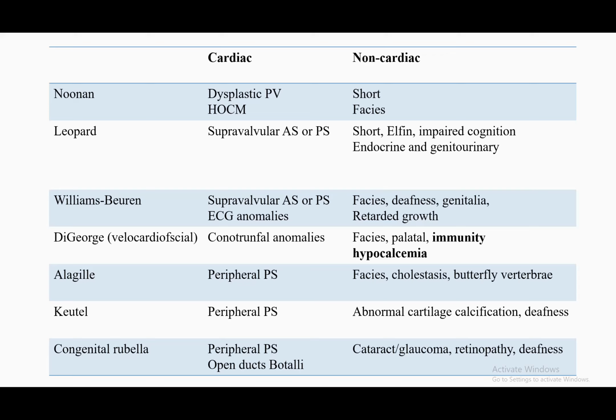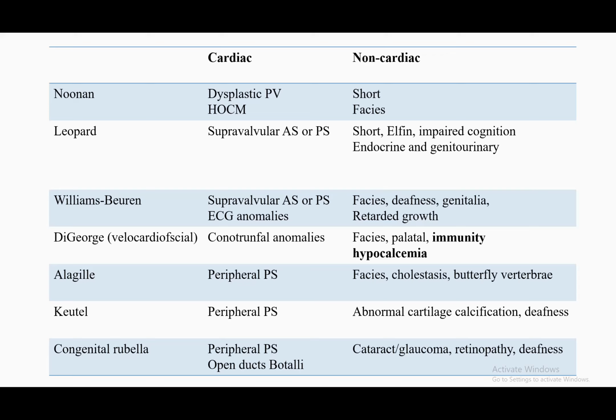Noonan syndrome has cardiac and non-cardiac anomalies. Dysplastic pulmonary valve, HOCM, and the non-cardiac are short stature and facies. Leopard syndrome is supravalvular aortic and pulmonary stenosis, short stature, impaired cognition, endocrine and genitourinary abnormalities. Williams-Beuren: supravalvular aortic and pulmonary stenosis, ECG abnormalities, facies, deafness, genitalia, retarded growth.